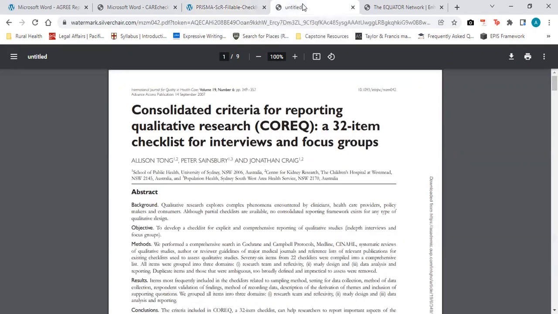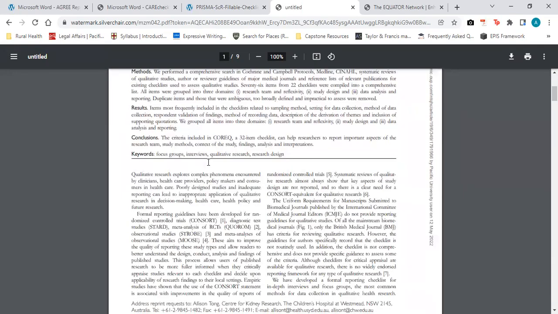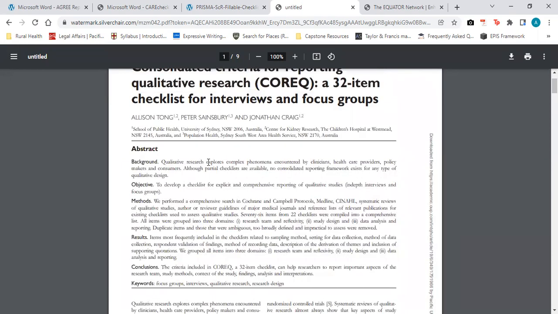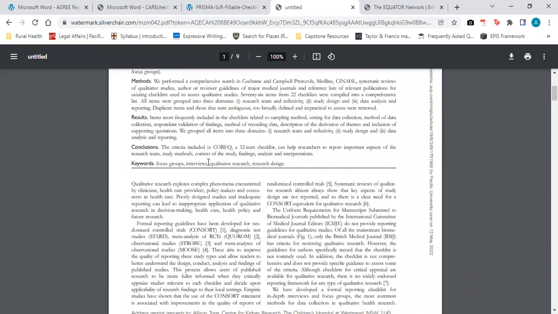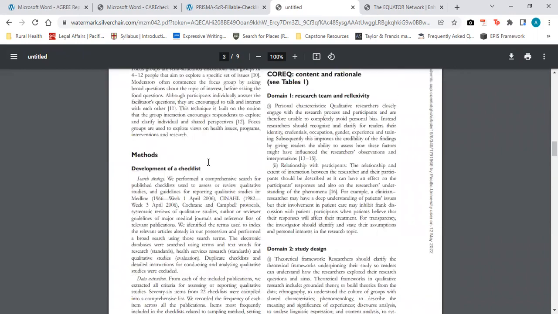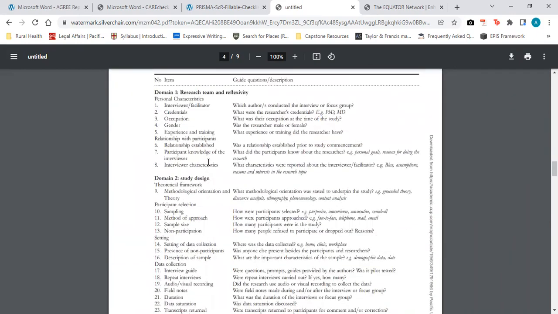And the last one here is for qualitative research, COREQ. This article provides 32 items, particularly for the use of interviews and focus groups. So if that is part of your capstone, you may want to take a look at this checklist and see how you have designed and implemented this, and whether there are things you can add or change or adjust to strengthen the quality of your work.